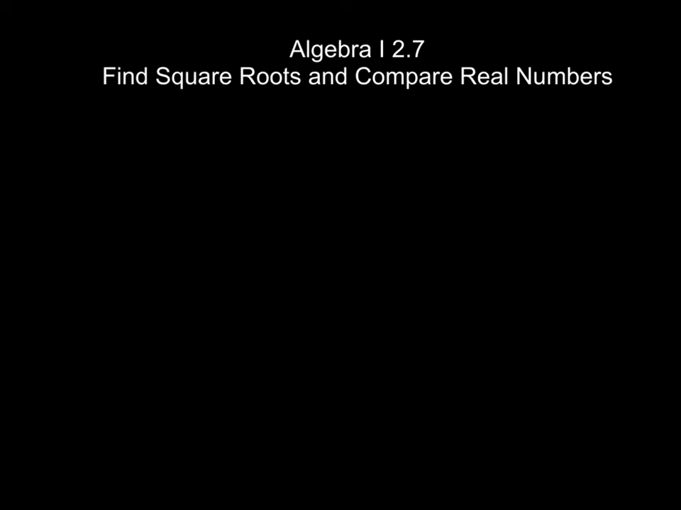Today in Algebra 1, in Chapter 2, Section 7, we're going to talk about finding square roots and comparing real numbers. Let's start off by recognizing the square root symbol. This is a square root symbol, and it's also called a radical. So if it says what's underneath the radical, they're talking about what is underneath the square root sign. It's a radical.